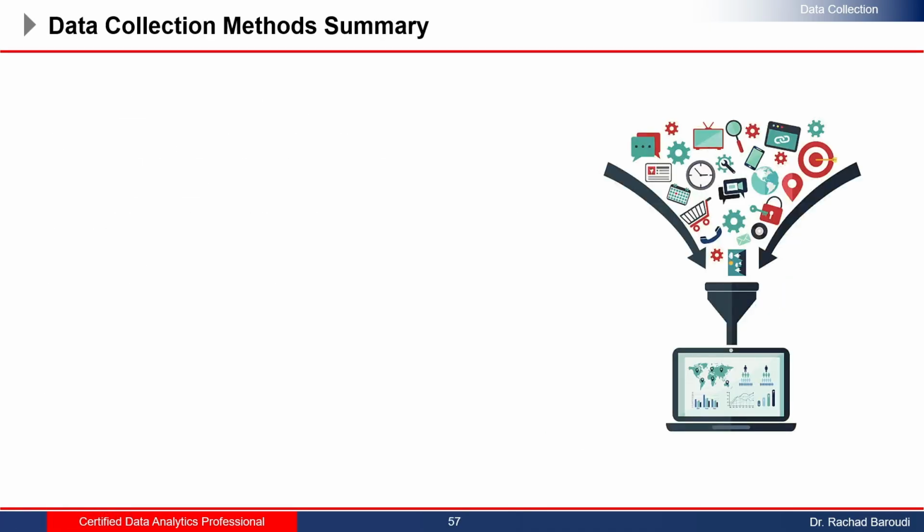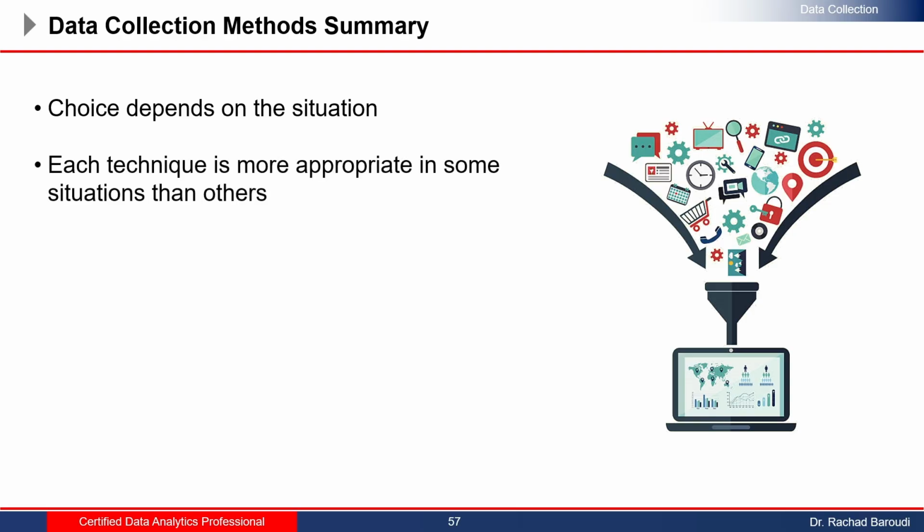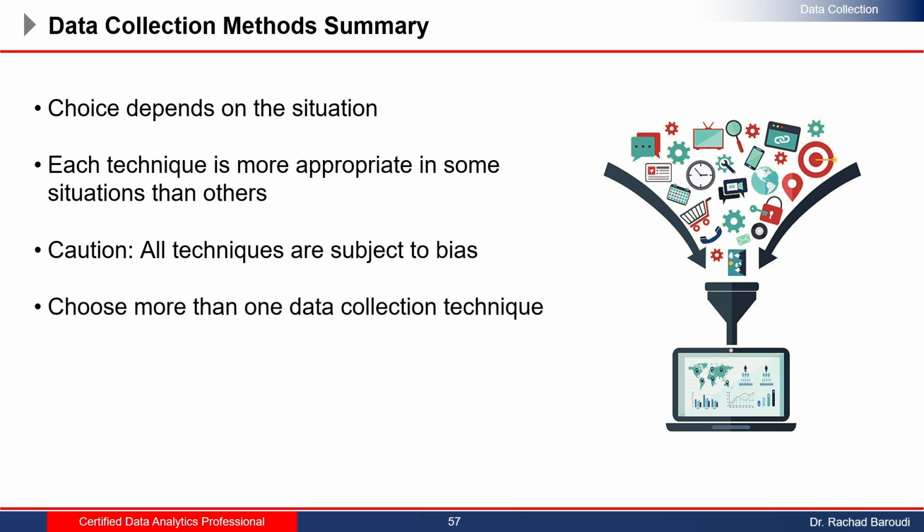After we went over the 8 different methods for collecting data, let's now summarize. Choice depends on the situation. Each technique is more appropriate in some situations than the others. Caution, all techniques are subject to bias because they depend on a human being's judgment. Choose more than one data collection technique if needed.